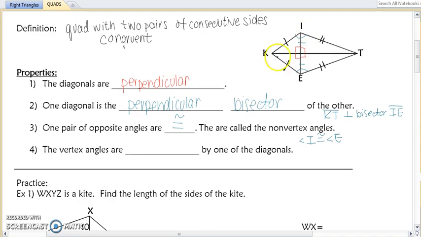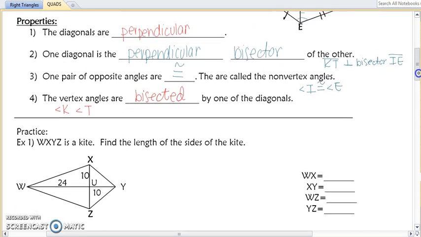We cannot conclude that angle K will be congruent to angle T. That will make this an entirely different figure. But what we can say is that they are vertex angles, so angle K and angle T are the vertex angles, and they are bisected by one of the diagonals, meaning split in half. So this measure will be congruent to this measure. Part of angle T will be congruent to that other part of angle T.